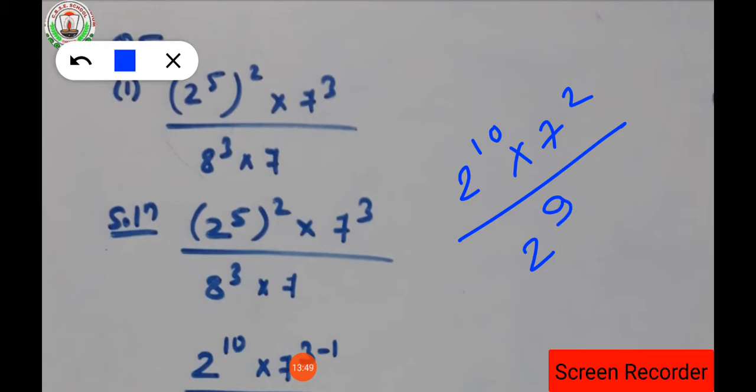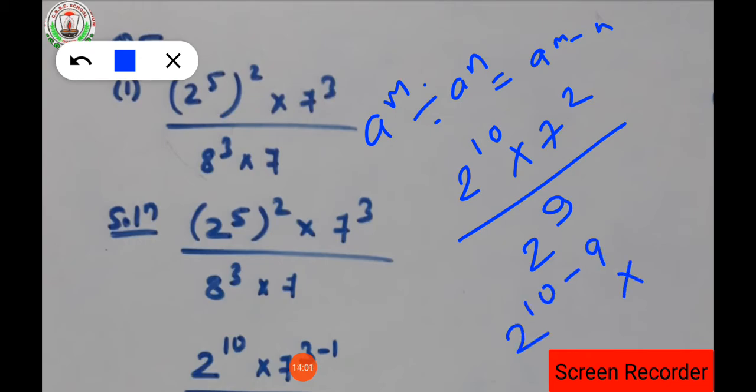Then using the law of exponents for division, a to the power m divided by a to the power n is equal to a to the power m minus n. The powers get subtracted. So 2 to the power 10 minus 9 into 7 to the power 2. So 2 to the power 10 minus 9 will be 2 itself: 2 to the power 1 into 7 to the power 2.